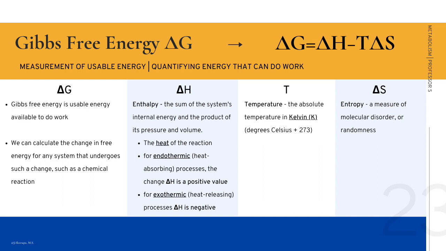H for heat. For endothermic, which means heat absorbing processes, the change of delta H is a positive value because it has gained heat. For exothermic, which means heat releasing processes, delta H is negative because it has lost heat. T is temperature, the absolute temperature of the reaction, and this is measured in a unit called Kelvin. And if you were curious how to calculate Kelvin, it's the degrees in Celsius plus 273. And finally, we have delta S, which is entropy, the measure of molecular disorder or randomness.